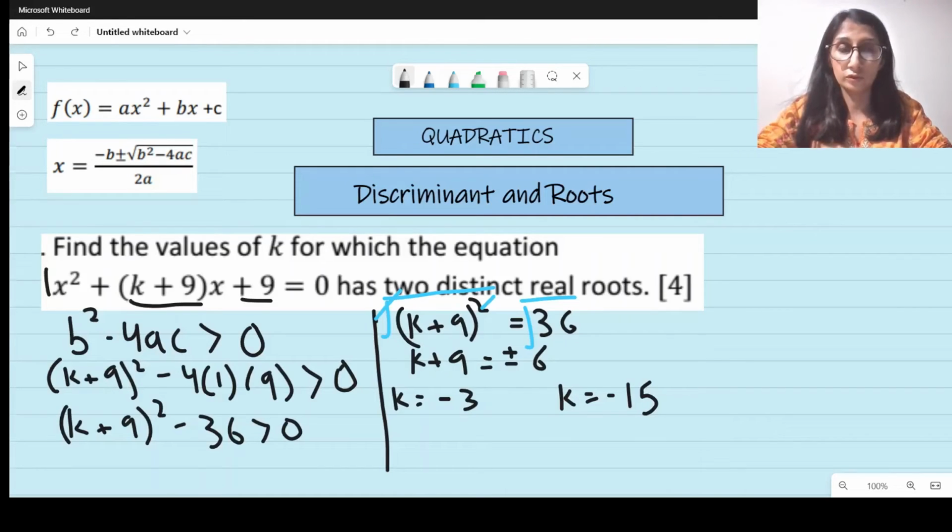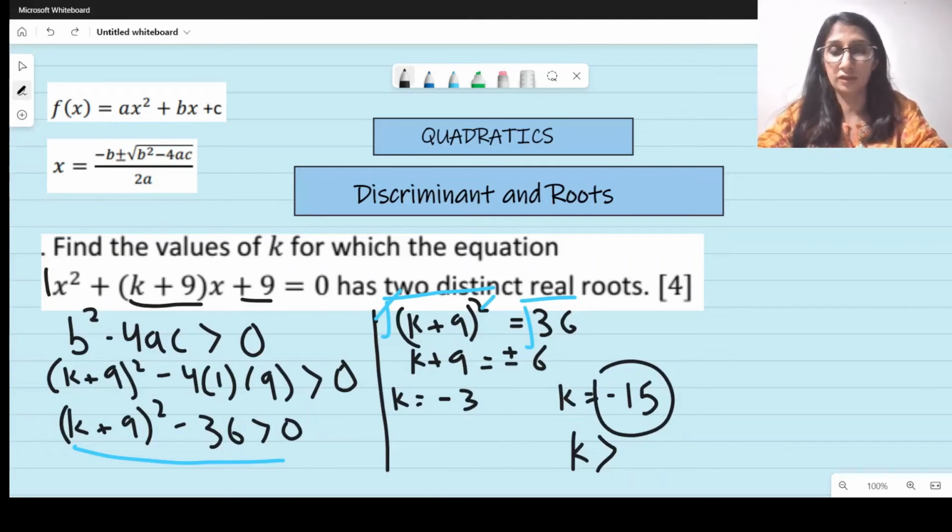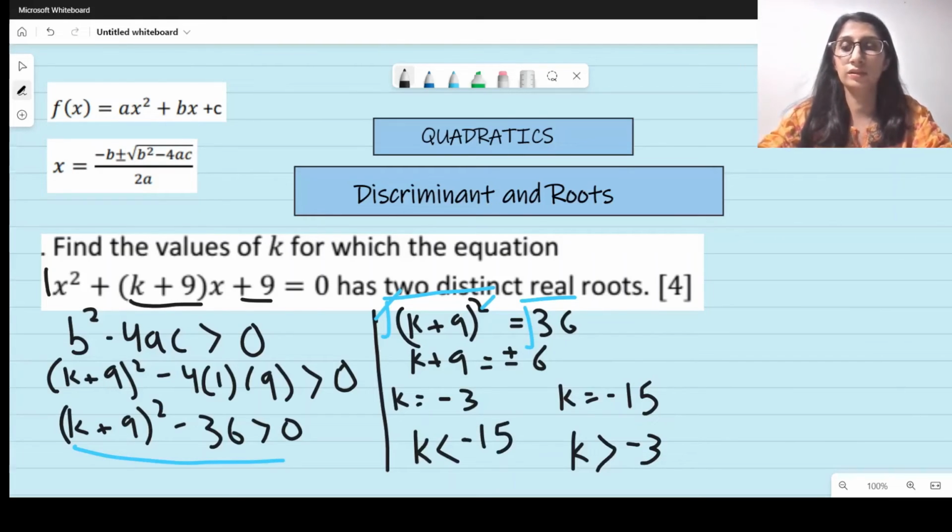Now let's go back to the original question. The inequality is, in fact, greater than 0. So we've already discussed that if the inequality is greater than 0, then you write k is greater than the bigger value. Which of these two is bigger? Negative 3 is bigger. And then you write k is less than the smaller value, which is −15. So this is the solution for this question, the set of values of k. k is either greater than −3 or less than −15.